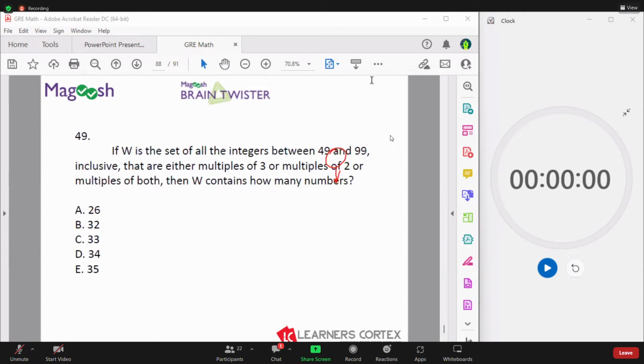For this question, if W is a set of all integers between 49 and 99, inclusive, that are either multiples of 3 or of 2, or both, then W contains how many numbers?